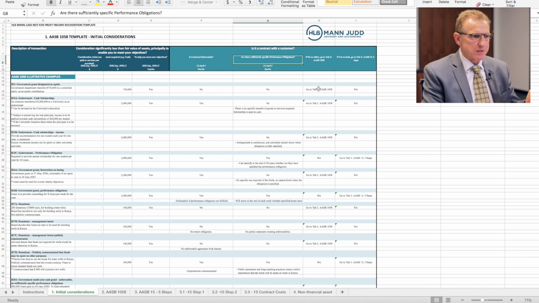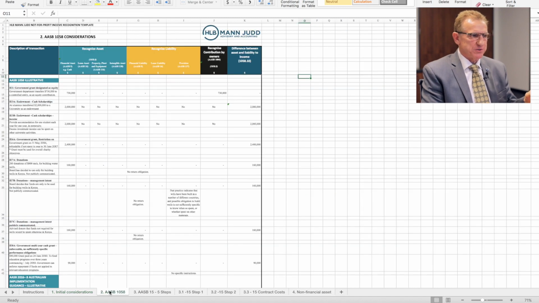Now, the next two columns tell you which standard you're in based on the answers to these other two columns. If you get a no in either of those columns, then you're in 1058. If it's yes to both columns, then you go to AASB 15. Let's say we got no to either of those two questions. That says go to tab 2, AASB 1058, which is here, tab 2, AASB 1058.